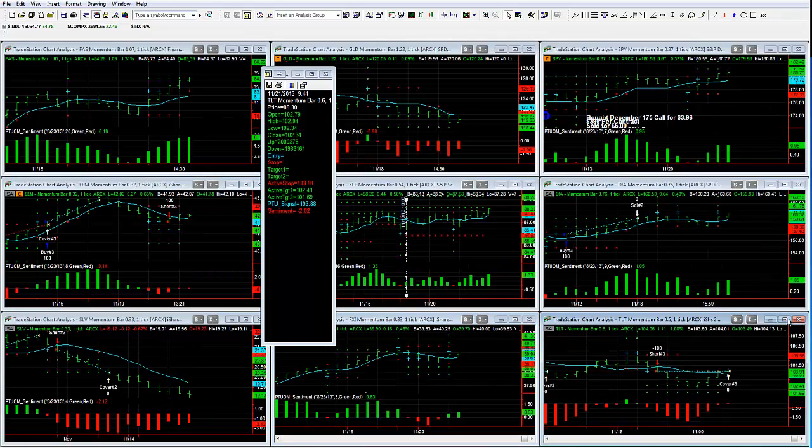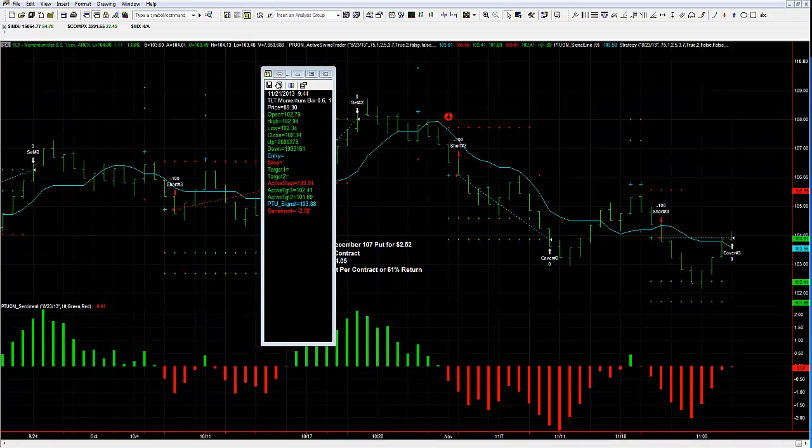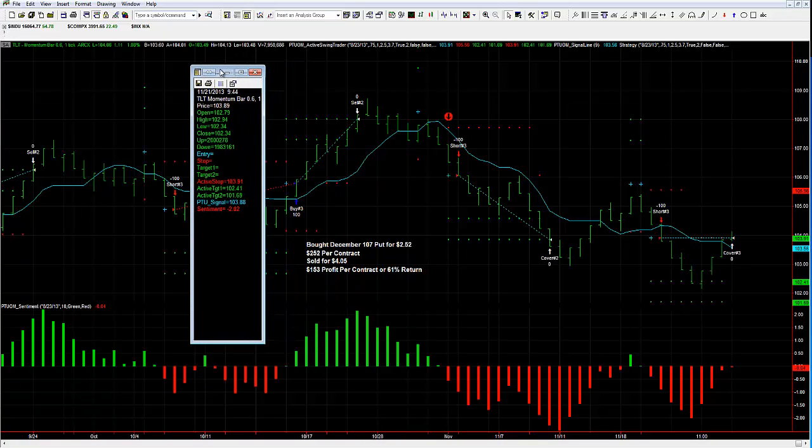And finally, to wrap things up here, TLT. This is an ETF that gives me some exposure to the bond market. Okay, again, another great way to diversify. So taking a look at this short trade from back in early November, we did play this move to the downside. Did hit full target. I went ahead and I bought the December 107 put for $252 a contract. I sold it out, booked $153 of profit, and that was a 61% return.